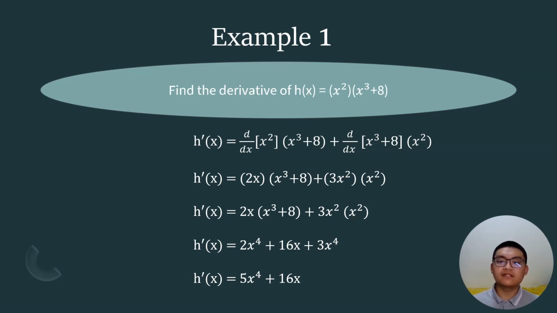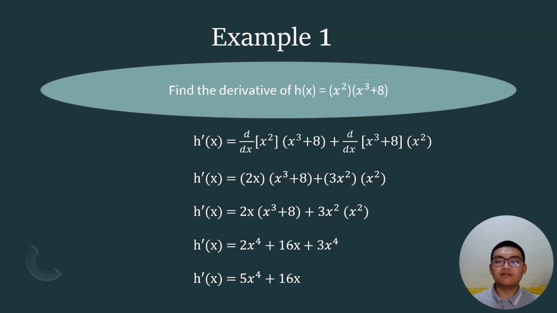So let's consider the example where we need to find the derivative of h of x, which is equal to the product of x squared and the quantity x cubed plus 8. So the solution: we start. First, we take the derivative of x squared multiplied by the quantity x cubed plus 8 and then add the derivative of the quantity x cubed plus 8 multiplied by x squared.